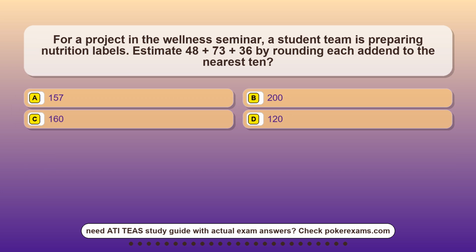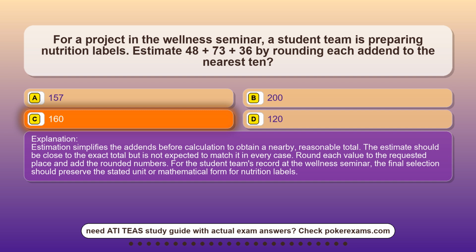Question 6. For a project in the wellness seminar, a student team is preparing nutrition labels. Estimate 48 plus 73 plus 36 by rounding each addend to the nearest 10. Option A, 157. Option B, 200. Option C, 160. Option D, 120. The correct answer is option C, 160.